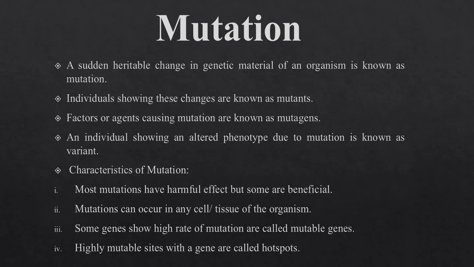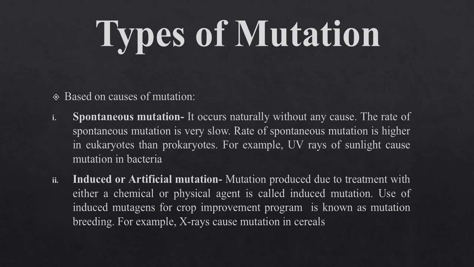The next characteristic is that they can occur in any cell or tissue of the organism. It is not restricted to a particular tissue or cell. Also, the genes that show a higher rate of mutation are known as mutable genes, and these highly mutable sites within a gene are known as hotspots. Now, there are two types of mutations based upon the causes. The first one is spontaneous mutation and the second one is induced or artificial mutation.